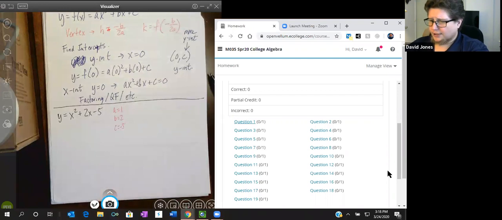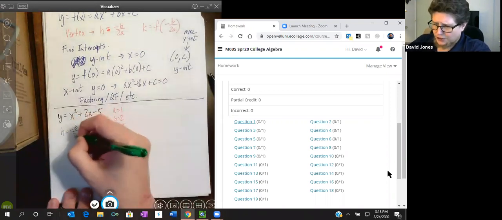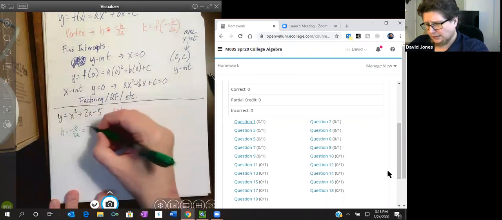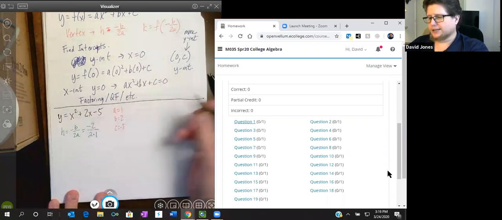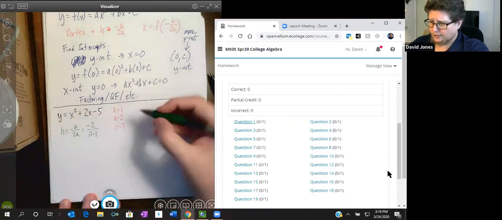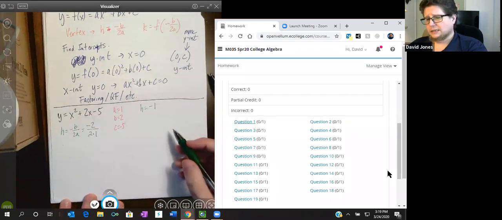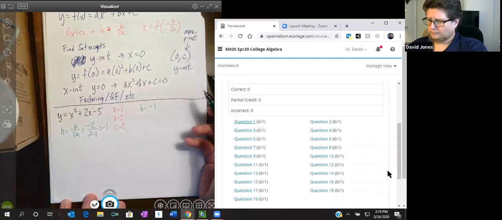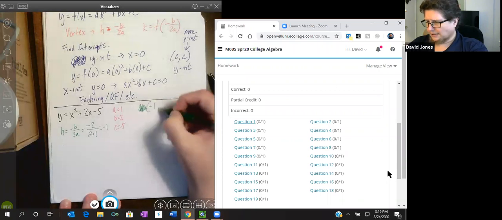My h is at negative b over 2a. This is negative 2, that's negative b, over 2 times 1, which is 2 times a. So h equals negative 1. This cleans up to negative 1. I'll just write my vertex there.